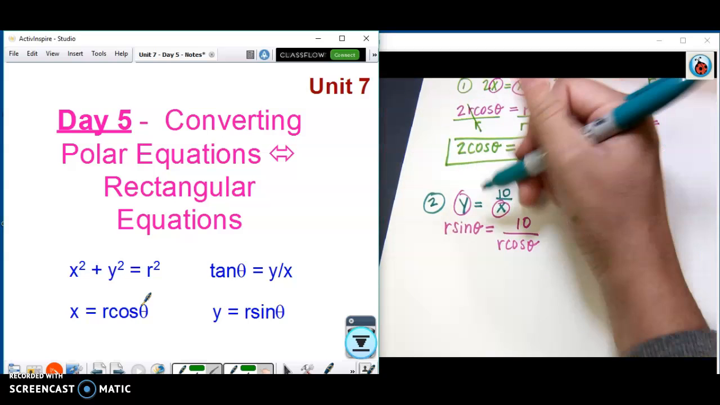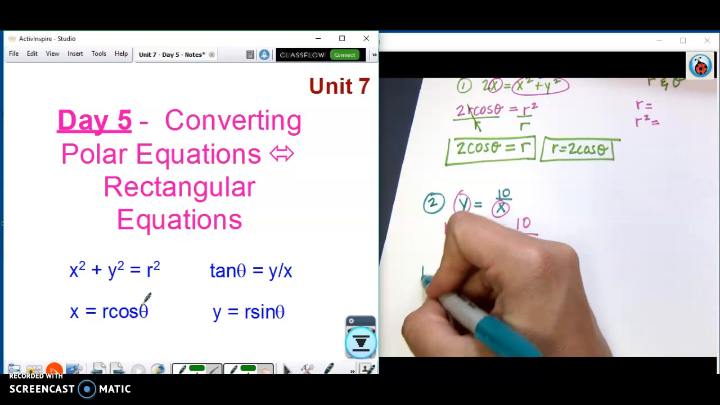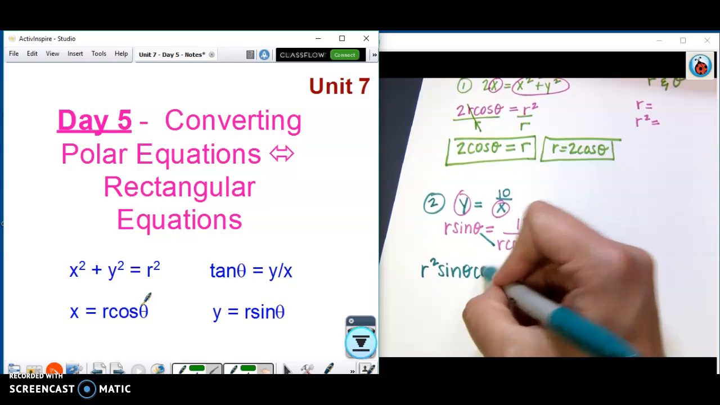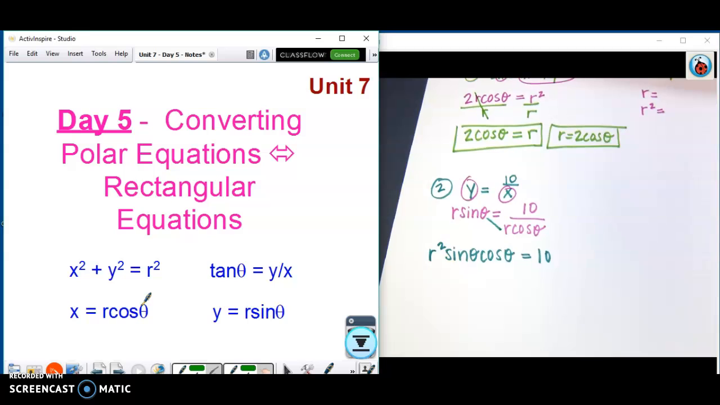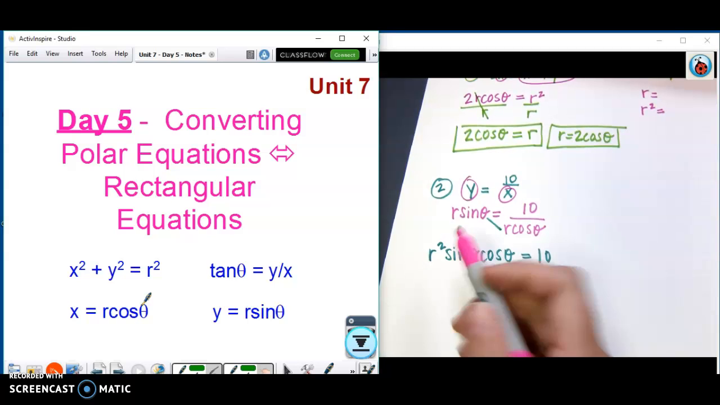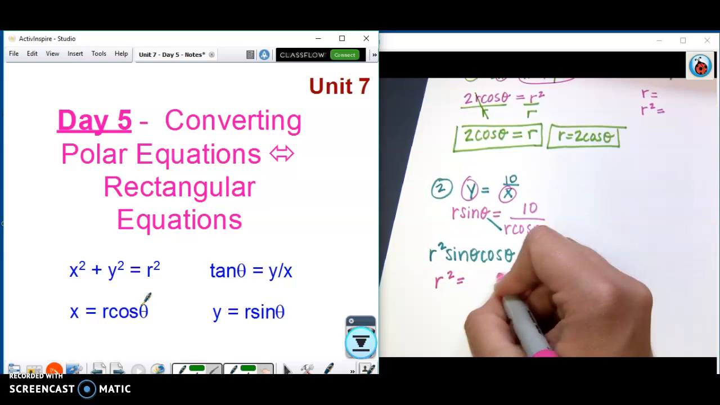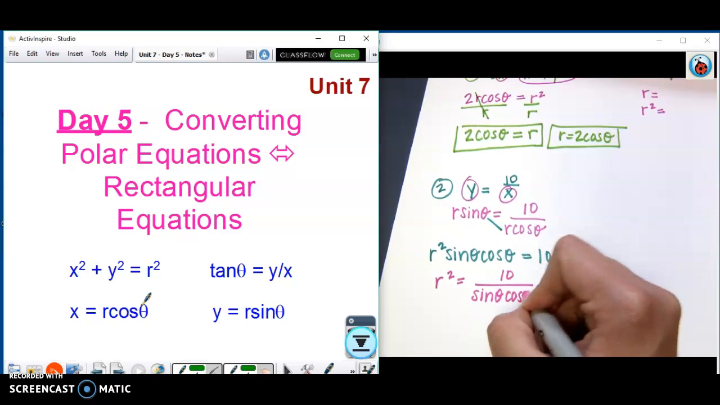So just to clean this up, I'm going to cross multiply here and make this, since we have r times r, that'll be r squared sine theta cosine theta. And then we'll just have 10 on the other side. Okay, so remember, you're either trying to solve for r or r squared. We're going to solve for r squared here because we don't have another r. So if I do r squared, it would be 10 on top divided by sine theta cosine theta.